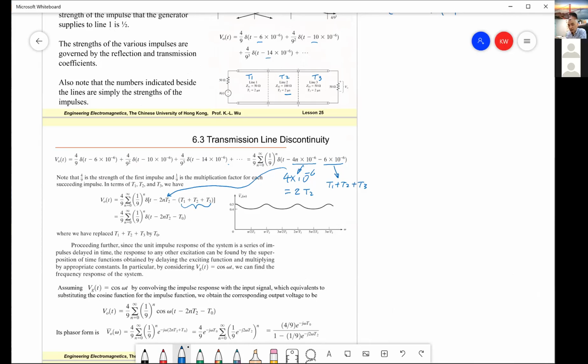when we write it in a summation, I call this t0. So n only depends on how many multiple reflections there are in t2, right? So this is why we have t2 here. So this axis is frequency. That means it depends on my input signal frequency, omega, right?